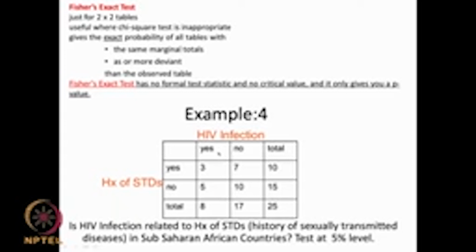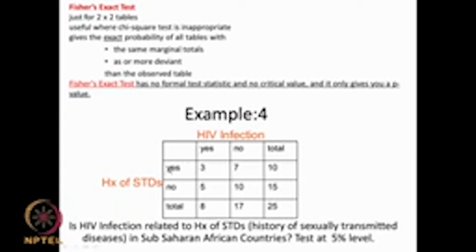Let us look at an example. There is HIV infection and history of sexual transmission in a sub-Saharan African country. So, yes or no for history of sexually transmitted disease, and yes or no for HIV infection. So, we find that there are 3 cases where there is a history of STD and also HIV infection.